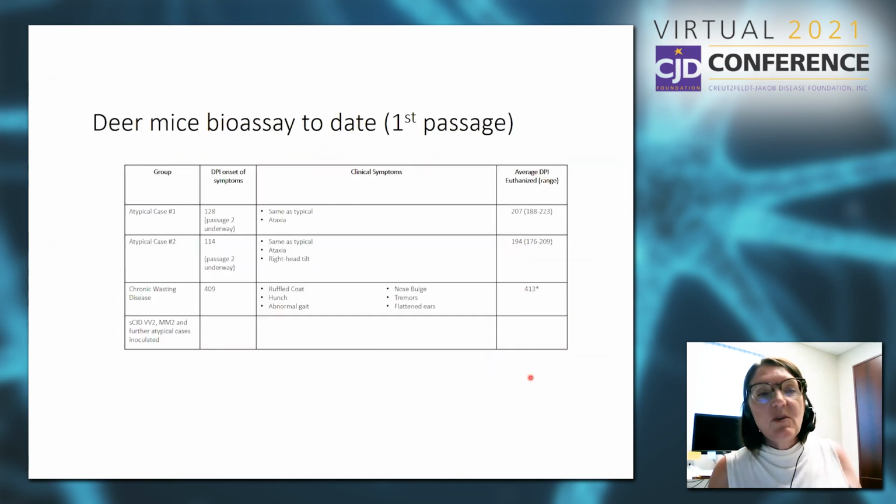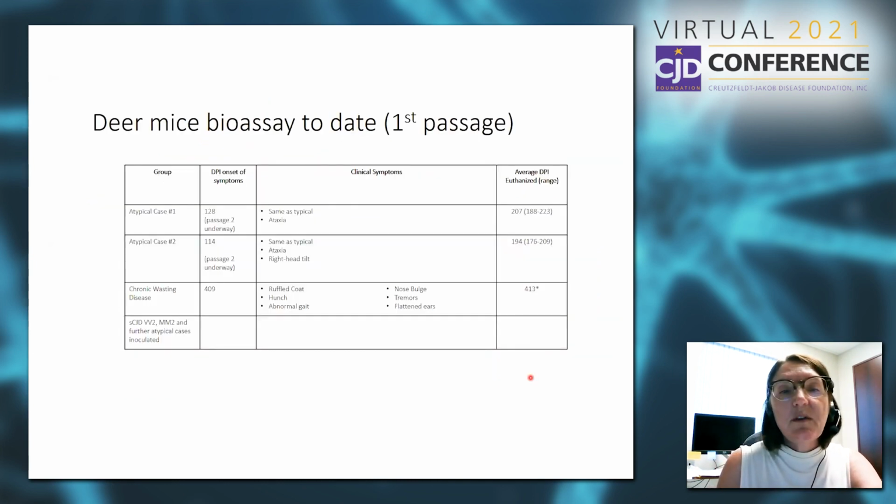And as I mentioned, we're just at the early stages. We've passaged a couple of the atypical cases, and 2 of these, they do seem to have different incubation periods after we've inoculated them from the typical, which was about 230 days post-infection, but we're still at early stages and we haven't looked at all these tissues so far.